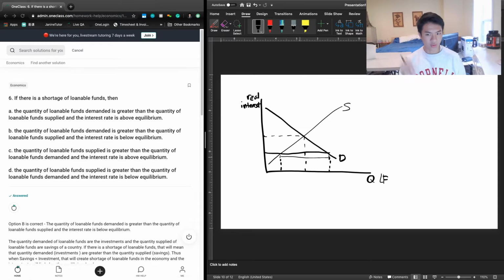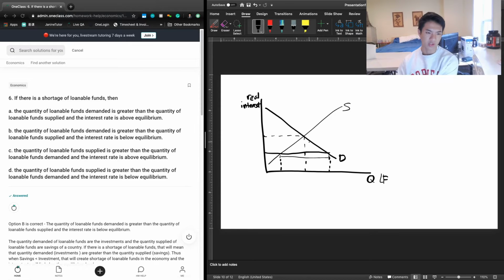And so which one of these answer choices is going to actually describe the situation the best? The quantity of loanable funds demanded is greater than the quantity of loanable funds supplied. That is true, and so it's looking good so far. And it says the interest rate is above equilibrium. And that's where it's wrong, right? We see here that the interest rate is clearly below the equilibrium interest rate over here. And so we're not going to be dealing with that as the right answer. B says the quantity of loanable funds demanded is greater than the quantity of loanable funds supplied, and the interest rate is below equilibrium. And I think that captures it perfectly. We have demand is greater than supply, and we also have interest rate is below equilibrium.